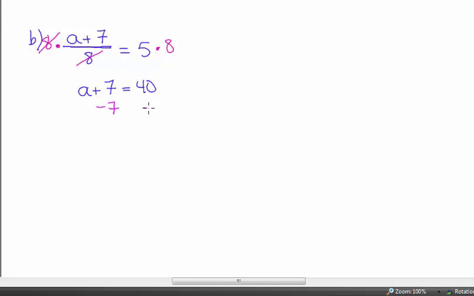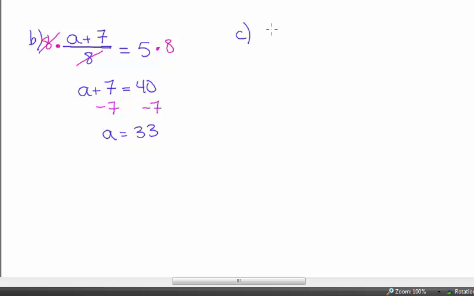Example B, a plus 7 divided by 8 equals 5. So we had an a, we had a 7, and we divided it by 8, and then it equaled 5. Now this does not quite 100% go backwards from PEMDAS because we have to get rid of the grouping symbol first. So we have to multiply both sides by 8 to cancel out this 8 division. And that gives me a plus 7 equals 40. Then I need to subtract 7 from both sides. And that gives me that a equals 33.